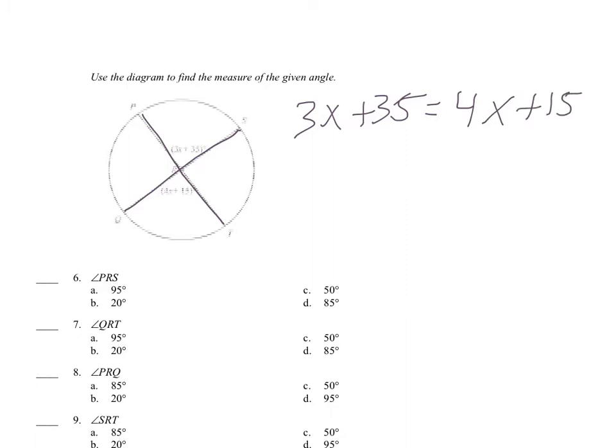Okay, looking at this, we have a circle with two vertical angles. The vertical angles are going to be congruent to each other. You can't read it here, but they are 3x plus 35, and we can set them equal to each other to find the value of each angle. It equals 4x plus 15. Solve for x. When we do that, we get x equals 20.